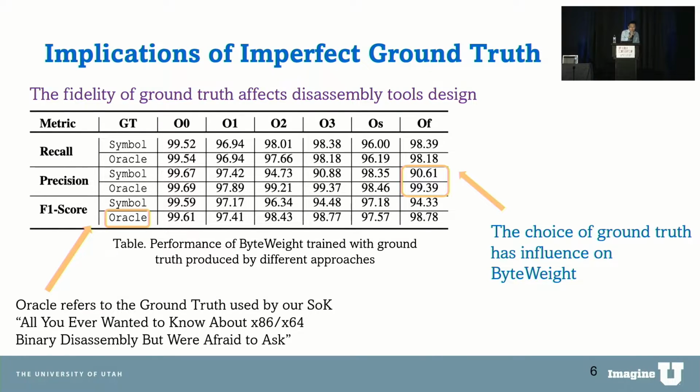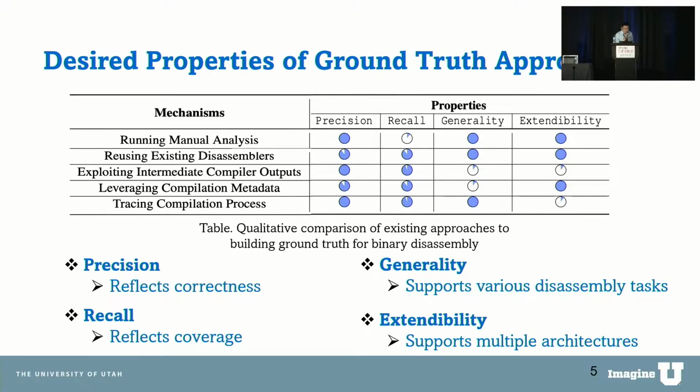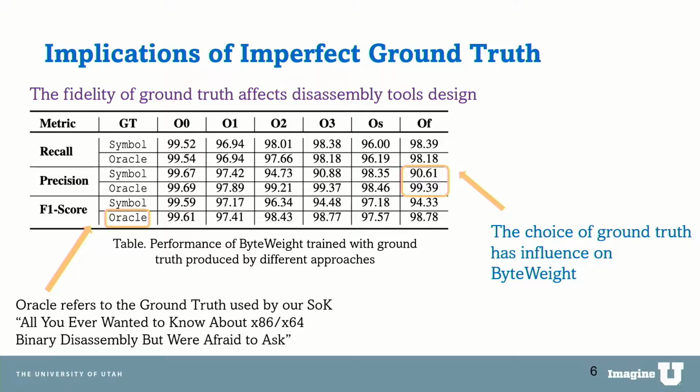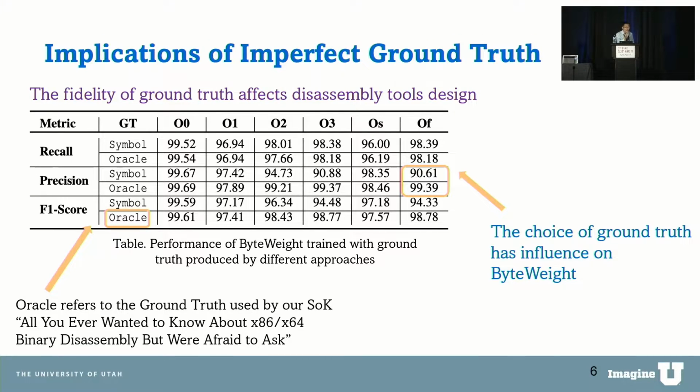So let's go back to the table. According to this table, we can see none of these approaches is actually perfect. For instance, manual analysis is not doing well on recall. Reusing existing disassemblers needs improvement on precision and recall. Relying on intermediate compiler results or compilation metadata needs improvement in generality, and tracing the compilation process needs improvement on extendability. So as we have seen, none of these approaches is perfect. Here comes the next question: how will imperfect ground truth influence binary disassembly?